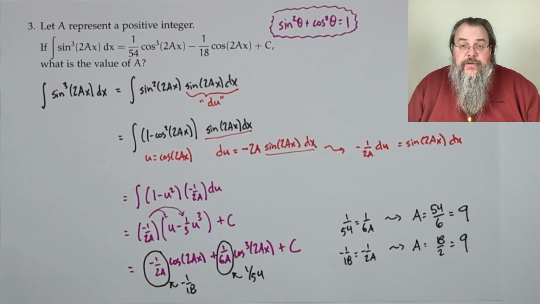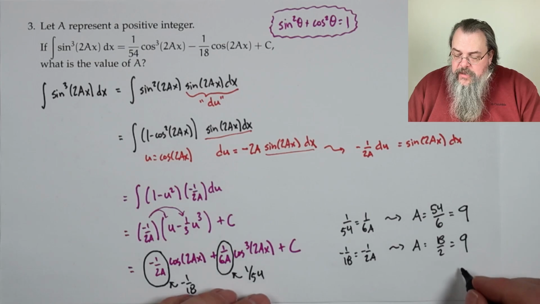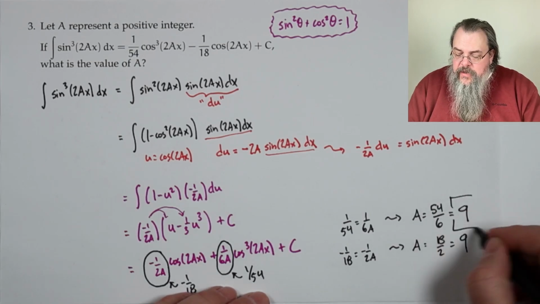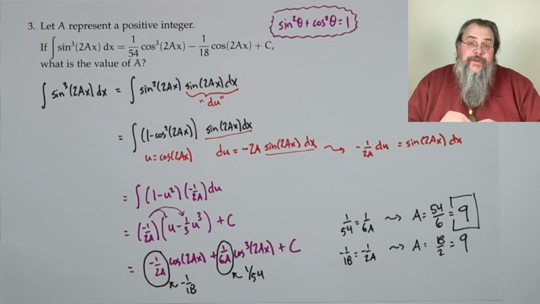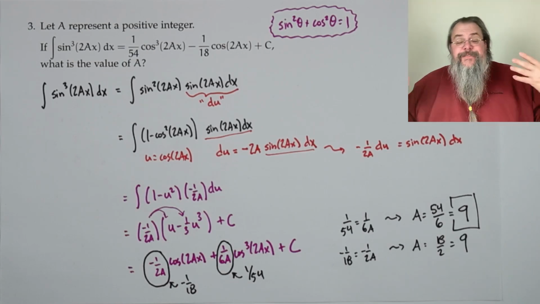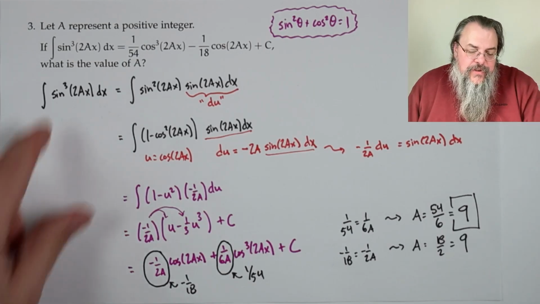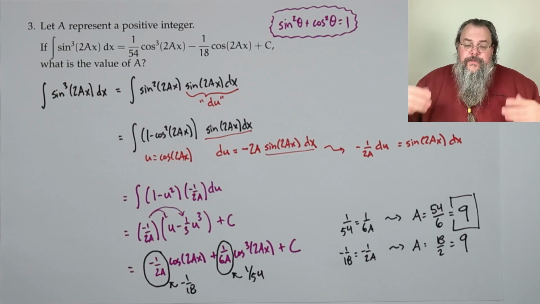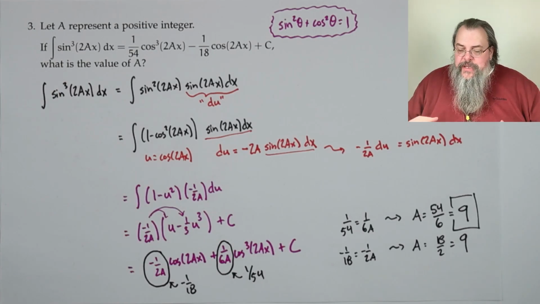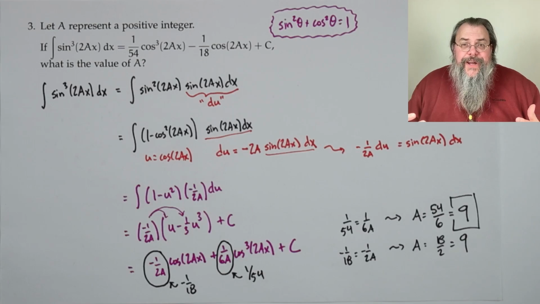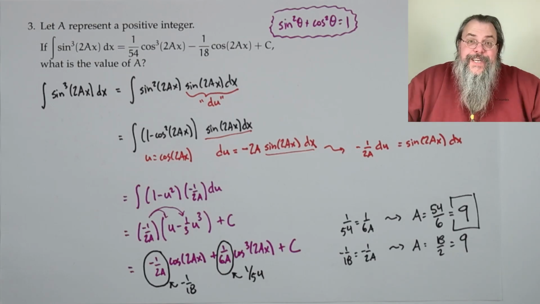You don't have to do both, you just have to do one. But lo and behold, there's the number. That's it. A is 9. Now, is there anything super sophisticated? Not really. Mostly it's just a practice of powers of integrating sine cubed and a little bit of bookkeeping. But that's okay. We still need to practice it. And practice is pretty useful. All right, let's keep going.